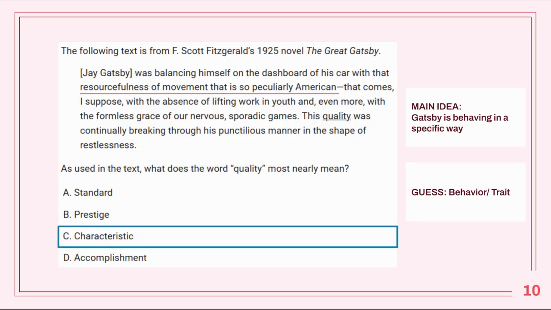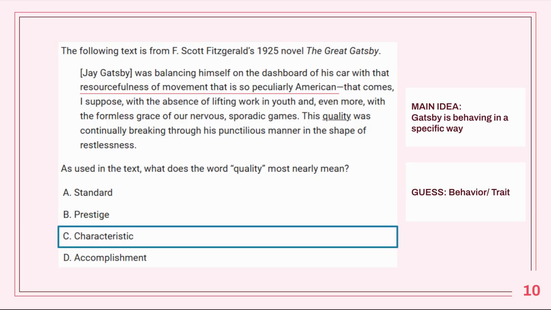Prestige is like some sort of pride or some sort of royal and rich designation. So I don't know if this resourcefulness of movement necessarily is prestigious. I mean, it does say that he didn't lift work in his youth and had formless grace of our nervous, sporadic games. So maybe that might show that he isn't necessarily poor if he wasn't lifting work in youth. But we don't know if he's rich or super famous. We don't know if he's a prestigious person, even if you might get that vibe. We don't really know that for sure from this text. That's kind of a stretch. So prestige is not the best word to use here.